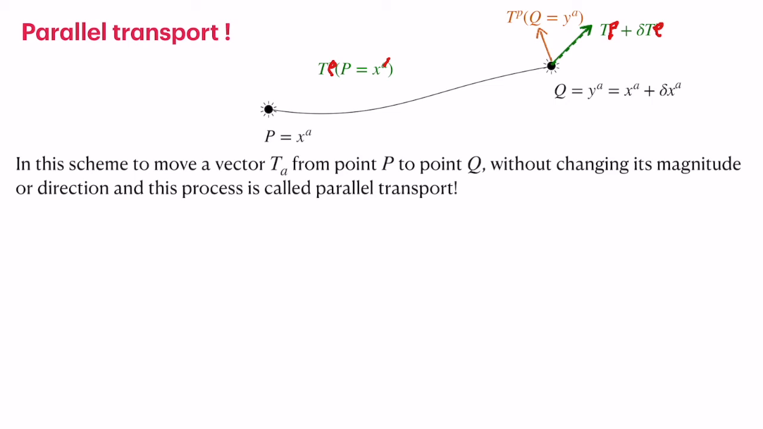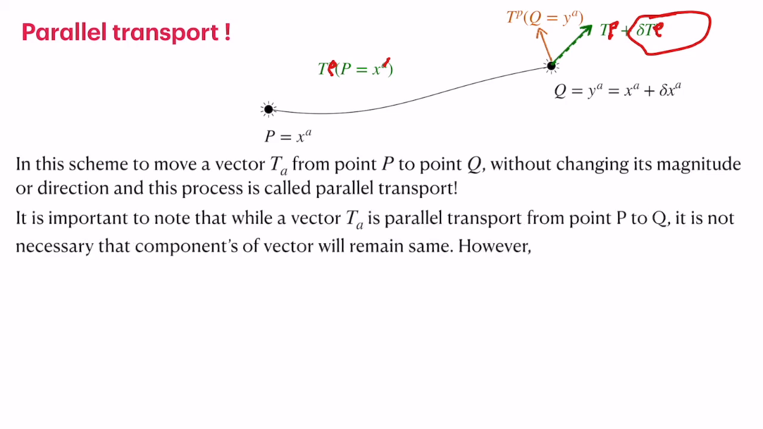But the curve itself is moving, so your tangent vector is also turning around. That would lead to an additional component of the vector which is transported from P to Q, and that is what we call delta T rho. And that is what we have to see how it behaves.